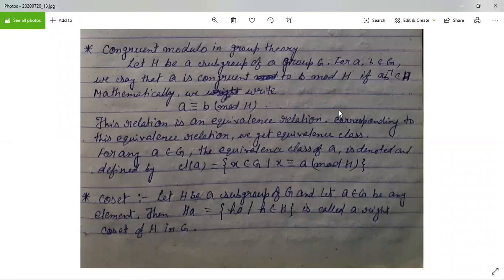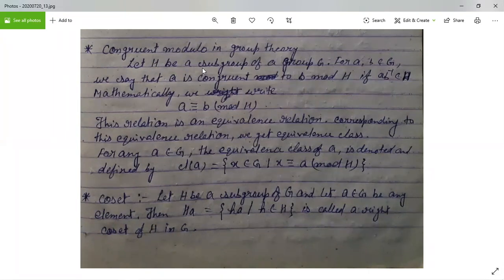Now, before giving the introduction of cosets, we first define some basic terms which were already discussed in number theory, such as congruence modulo. Today I will see congruence modulo in number theory.